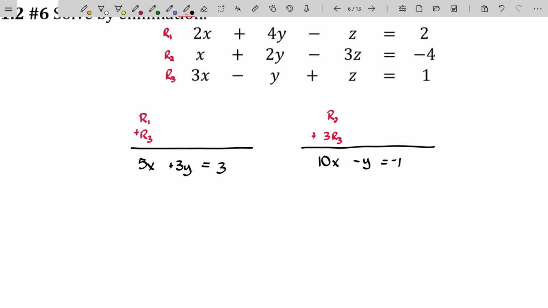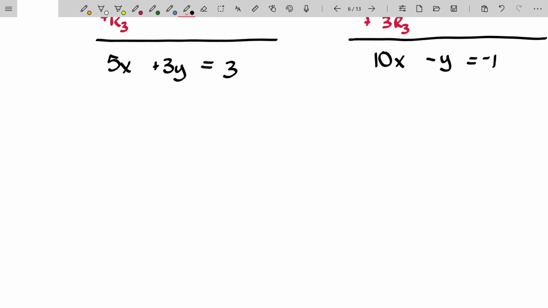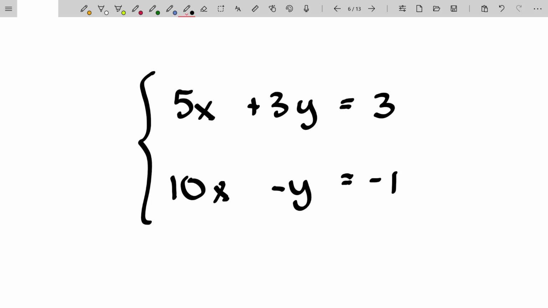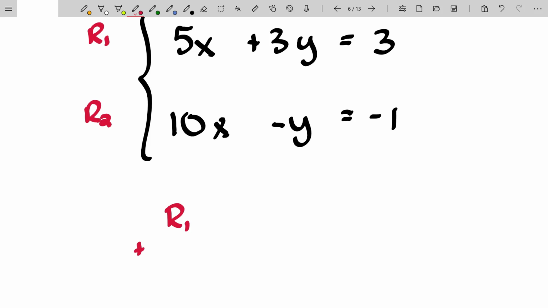And then once you have finally killed off a variable, in this case z, you now have a resulting system with one fewer variable. So our system is now 5x plus 3y is equal to 3, and 10x minus y is equal to a negative 1. And essentially you just rinse and repeat. What that means is you just do the same thing you just did, choose a different variable to kill off in this case. So I will choose y to kill off. And I'll go ahead and relabel these. This is row 1, this is row 2. And I will add row 1 to 3 times row 2.